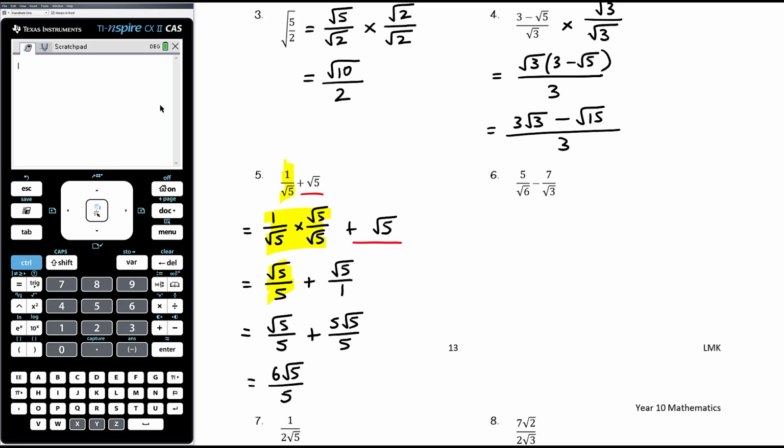But rationalise, common denominator, put them together, make sure at the end of the day that your fraction is in simplest form, so 6/5 is all good, and that your surd is in simplest form, so root 5 is all good.